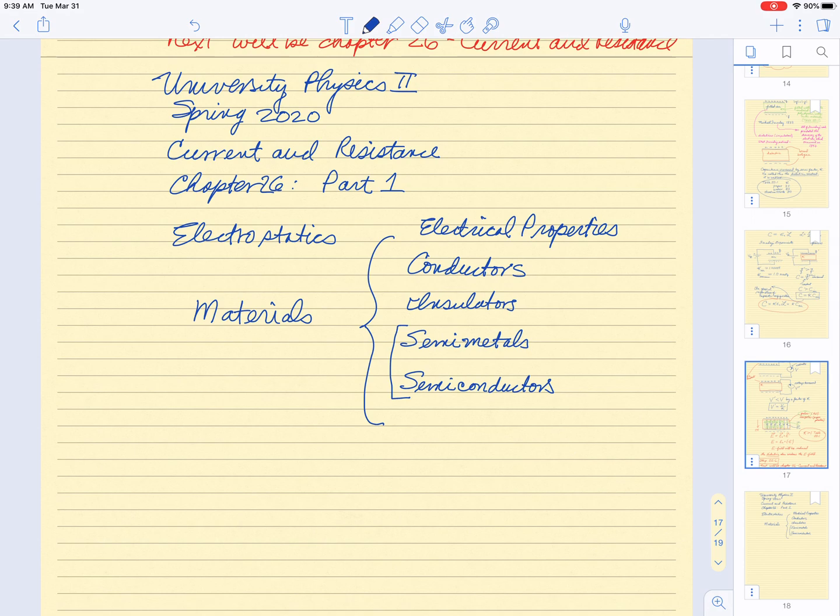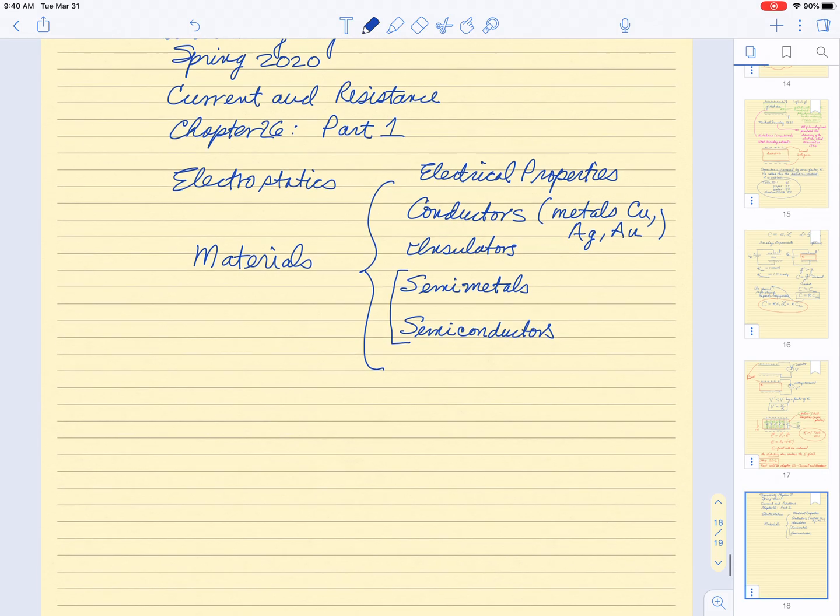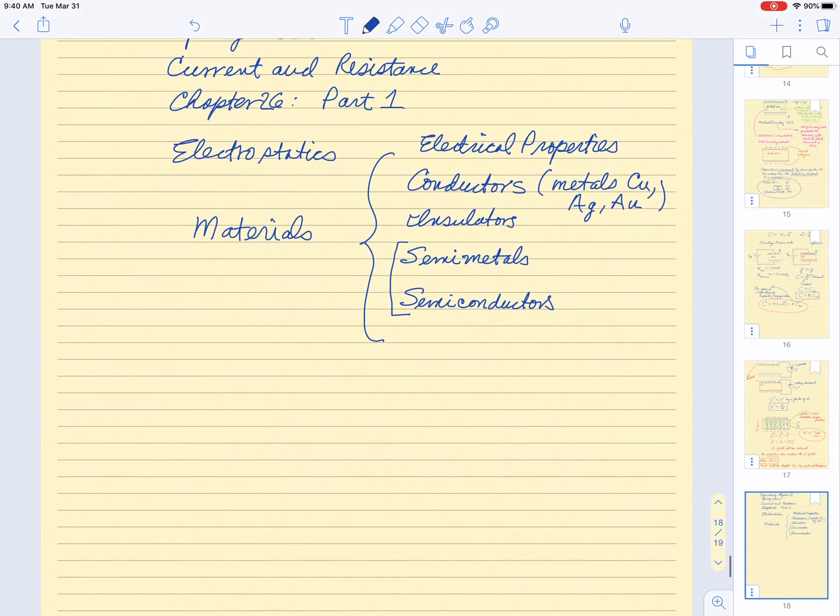So, for us, conductors are going to be typified by the metals, copper, silver, gold. Right? These are your classic conductors, things that very readily conduct electricity, and we're somewhat familiar to them. As a matter of fact, we'll get into the reason for why copper in particular is a good conductor.